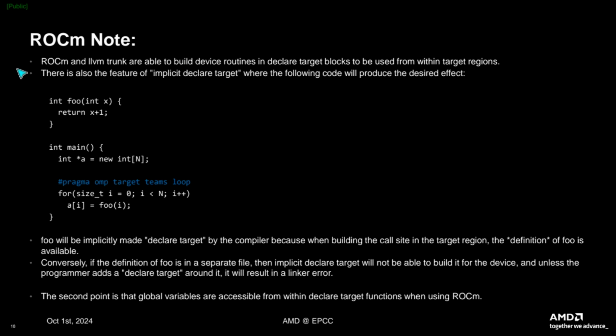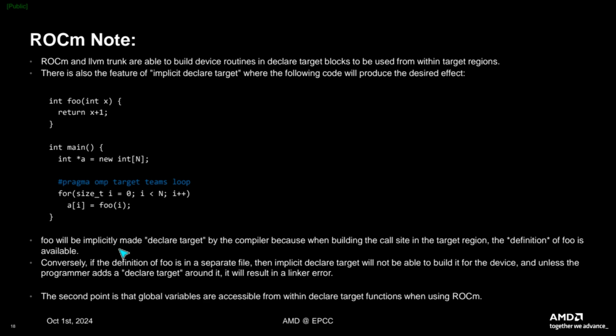And just a quick note on ROCm. So the ROCm and LLVM trunk are able to build device routines in the declare target blocks to be used from within the target regions. So there's also the feature of implicit declare target, where the following code would produce the desired effect. So here we have int foo, which is declared in the same file. And then we have our main function here, where we have a pragma OMP target teams loop. And then we're setting each value of a to be some data that was computed upon by this function. So foo will be implicitly made declare target by the compiler, because when building the call site in the target region, the definition of foo is available.